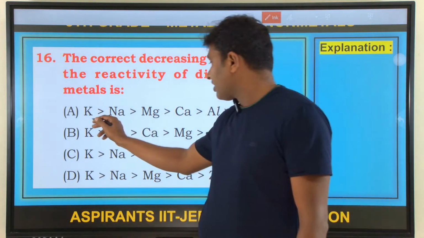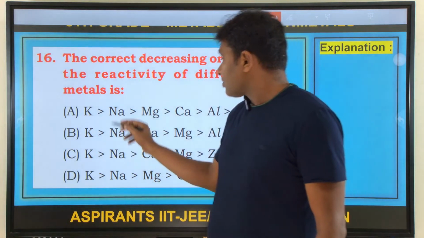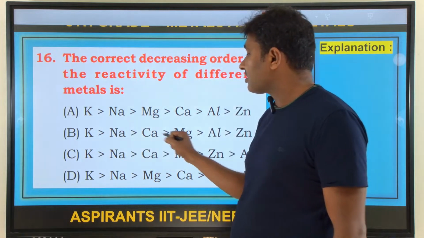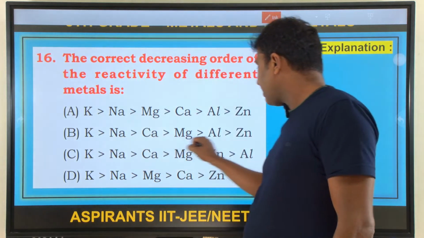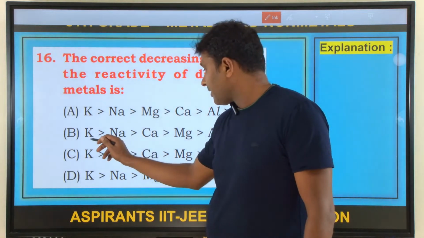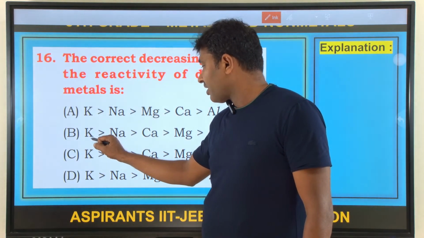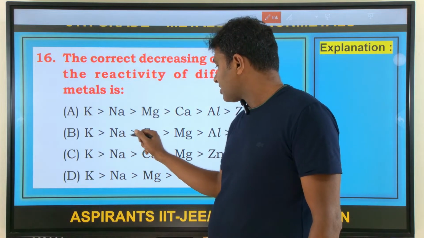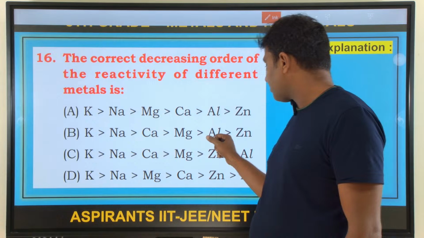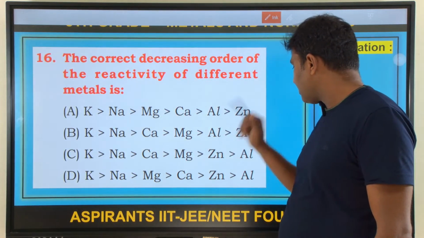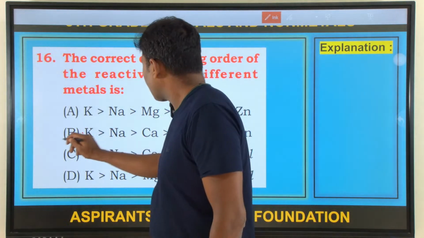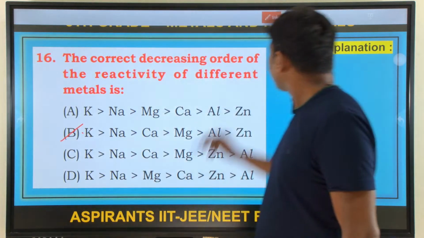This is asking for the decreasing order. So in these four options, which order correctly represents the chemical reactivity in decreasing order from left to right? Here, potassium is more reactive than sodium. Sodium is more reactive than calcium. Calcium is more reactive than magnesium, which is more reactive than aluminum, which is more reactive than zinc. So that means our correct option is B.